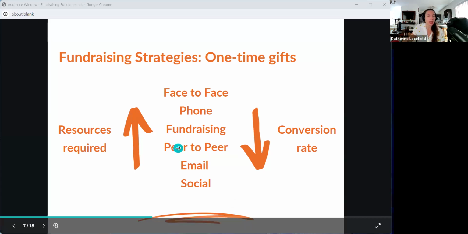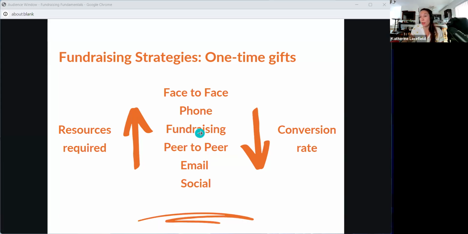I just wrote, I meant to write peer-to-peer, not just phone fundraising on one line. I apologize. Fundraising is not just a strategy.